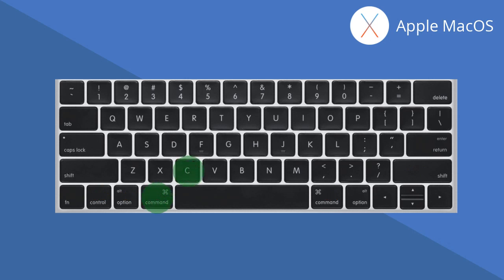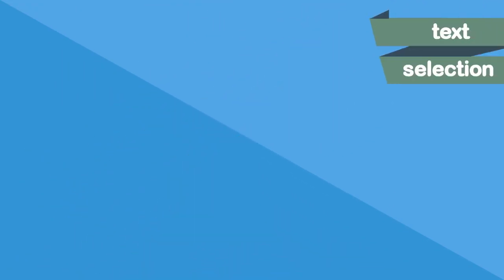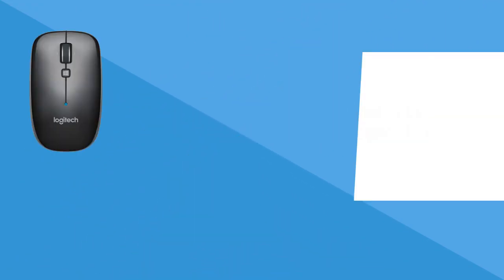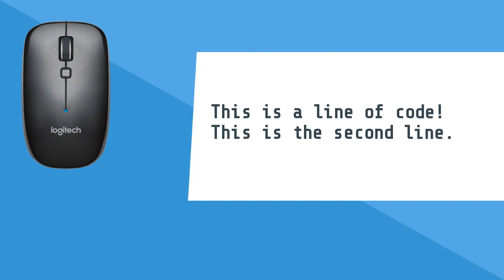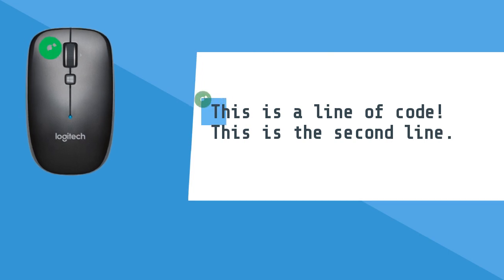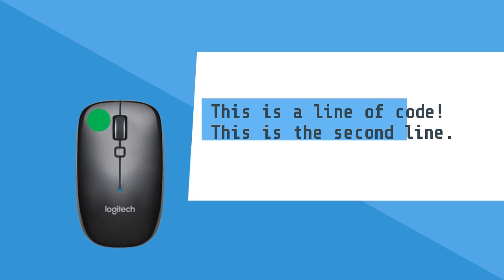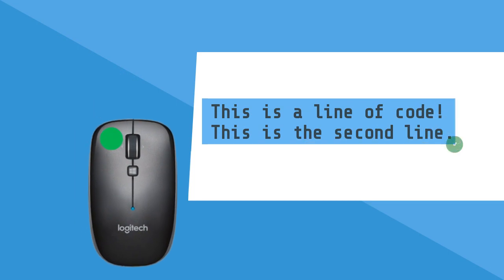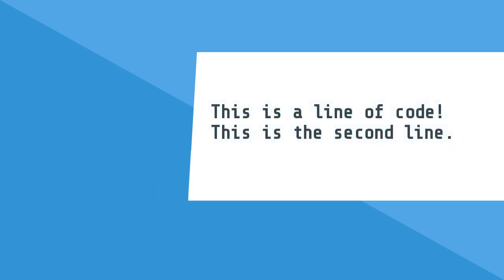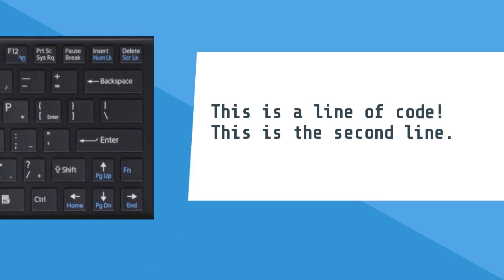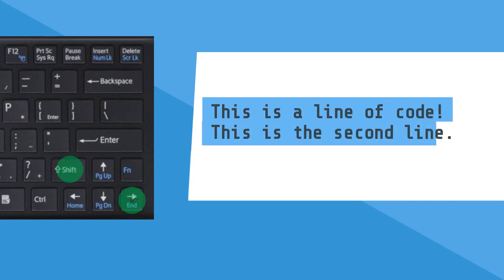Let's take a look at some common typing actions that you should get used to. Text selection. If you're using the mouse to select a word or multiple lines of code, click at the beginning of where you want to select. Hold down the left click and drag it to where you want to stop selecting. If you're using the keyboard, go to where you want to start selecting and left click 1 time. Then hold down Shift and use the arrow keys to highlight the text that you want to select.